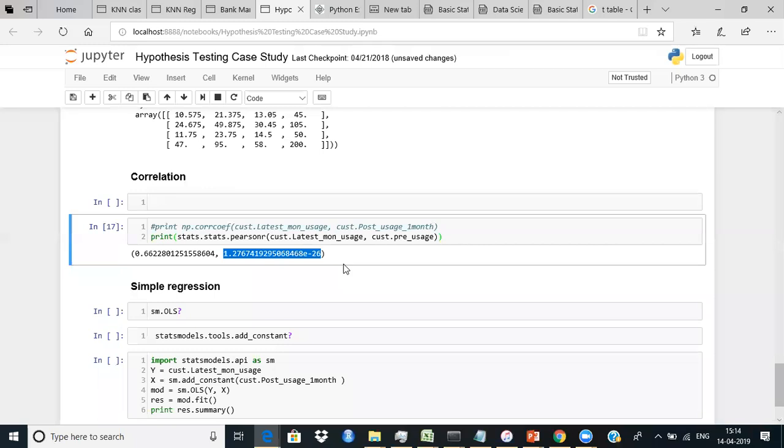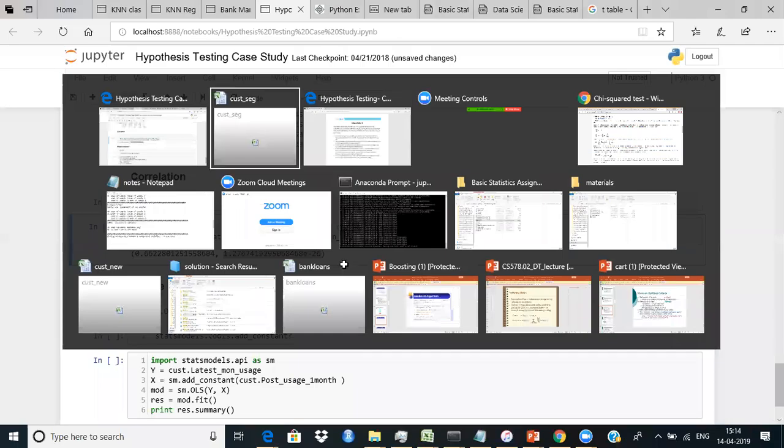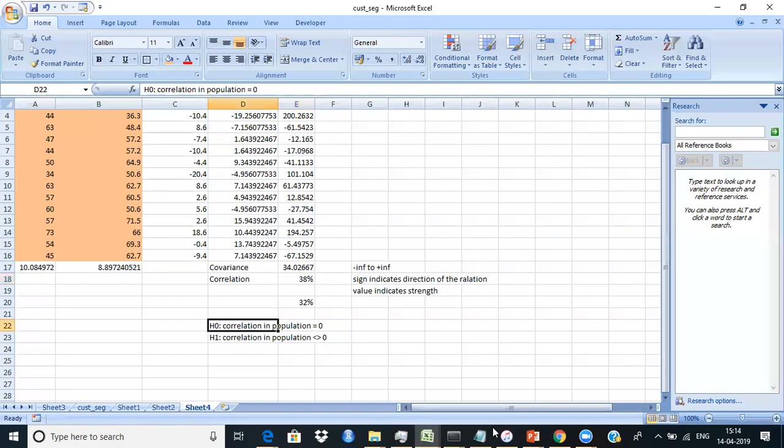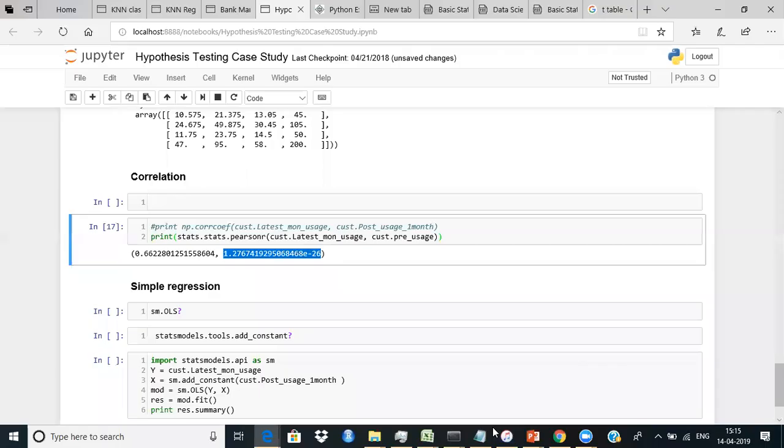Yes, there is a correlation. So what is the null hypothesis here? Null hypothesis is there is no correlation. Alternate is there is correlation. Now, basis this p-value, is there correlation or is there no correlation? There is correlation, right? Because the p-value is less than 5%. So there is correlation. Correlation is not equal to 0. Isn't it? Okay.